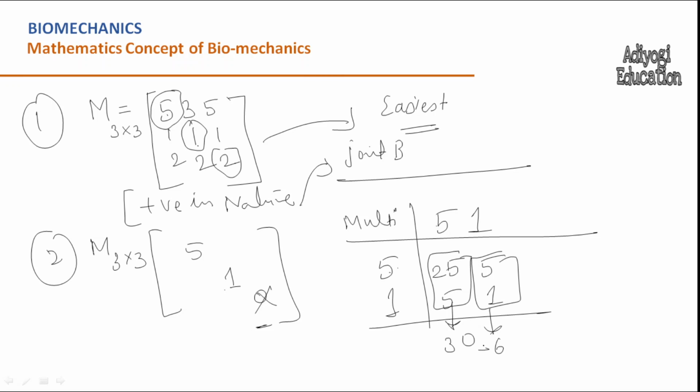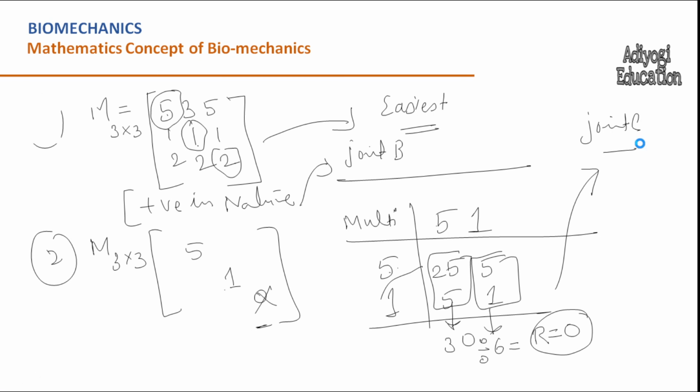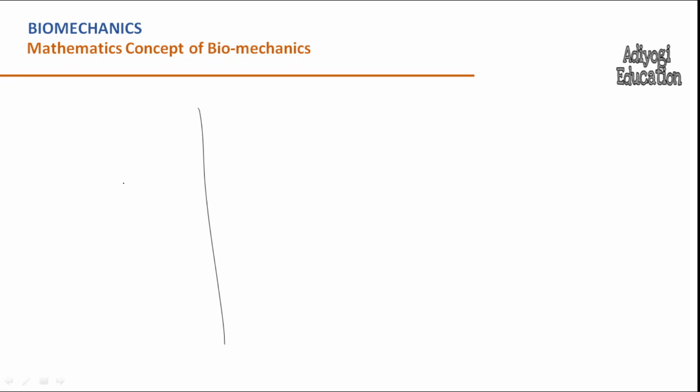Now what is the next step? 30 divided by 6 gives remainder equal to 0. Correct? It means it is divisible by 6. At this point of time, there may be some issue related to joint C. To verify, we need to perform the addition operation.